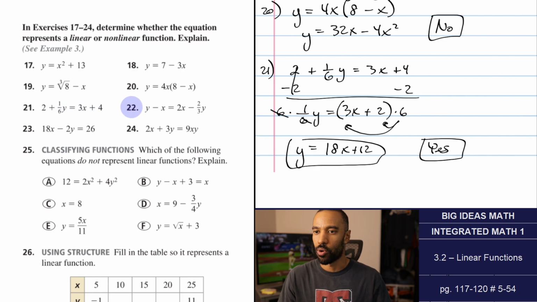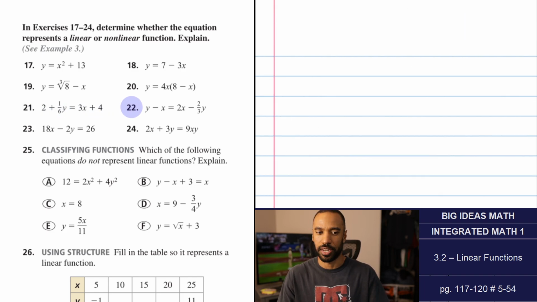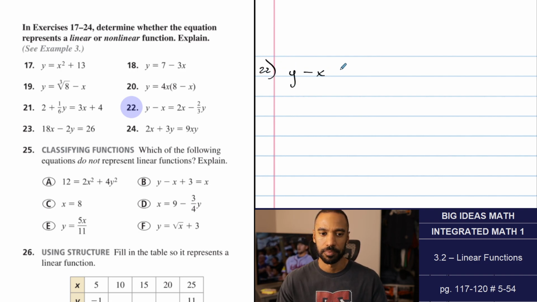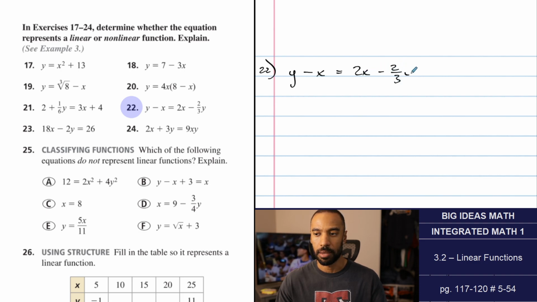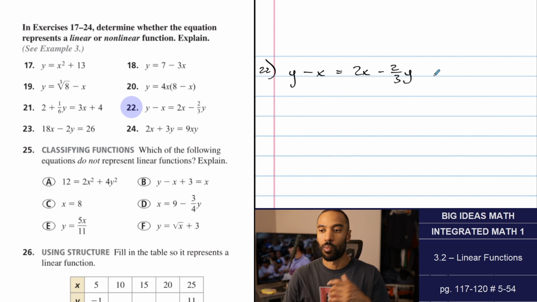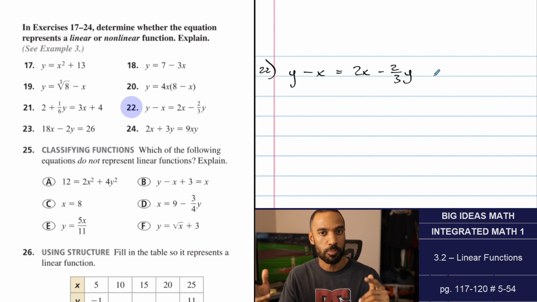Number 22 is more of the same. This would also be linear. Now, on number 22, we have separate y terms. We have separate x terms. That doesn't mean we can't combine them if we move them to their own sides of the equation. The y's and x's themselves are separated, raised to the first power, not in their own exponents, not in their own denominators. If we do enough work here, we can make it happen.